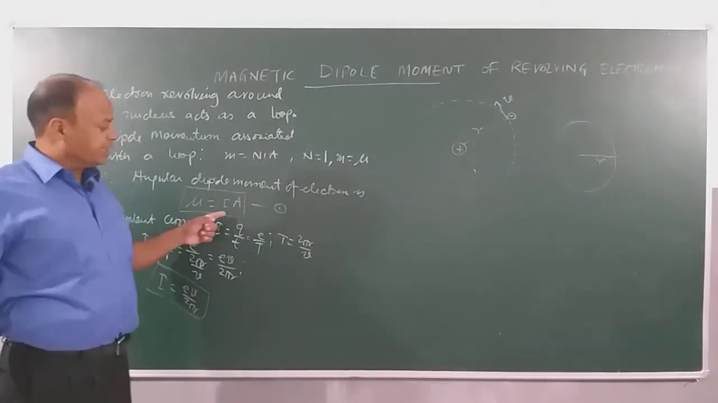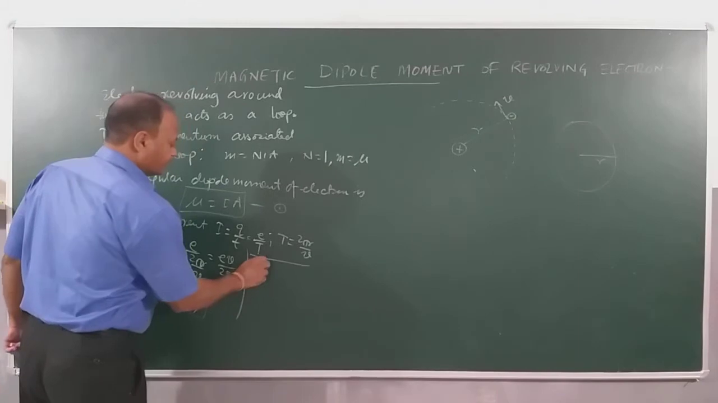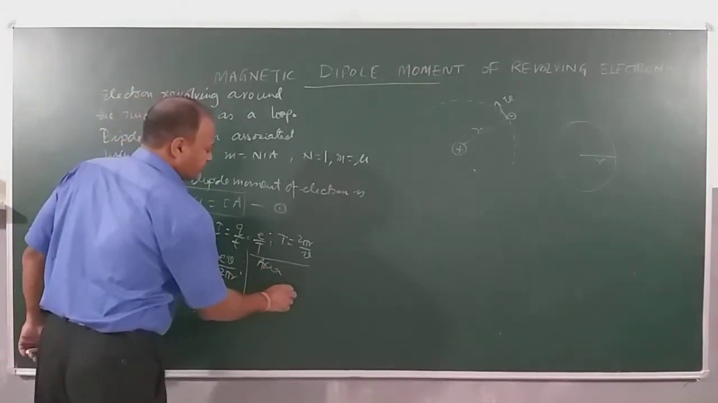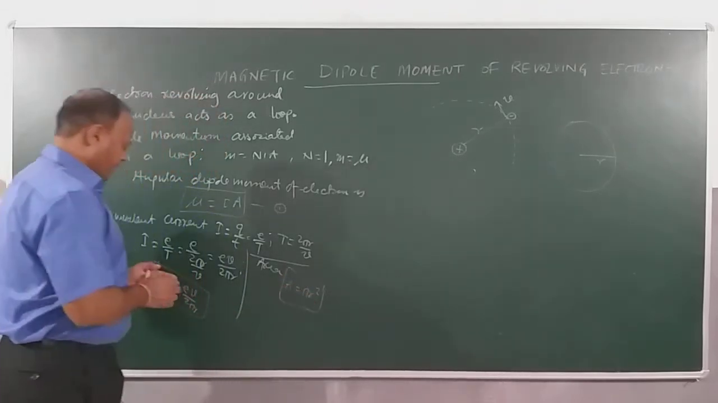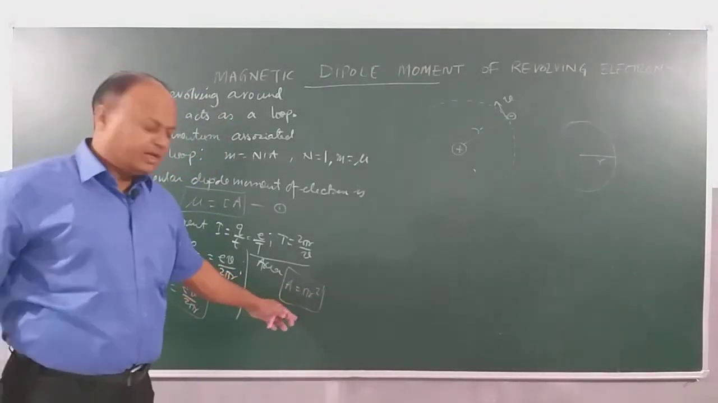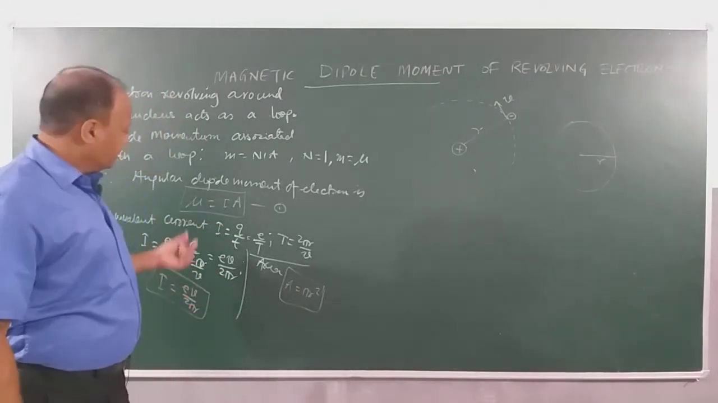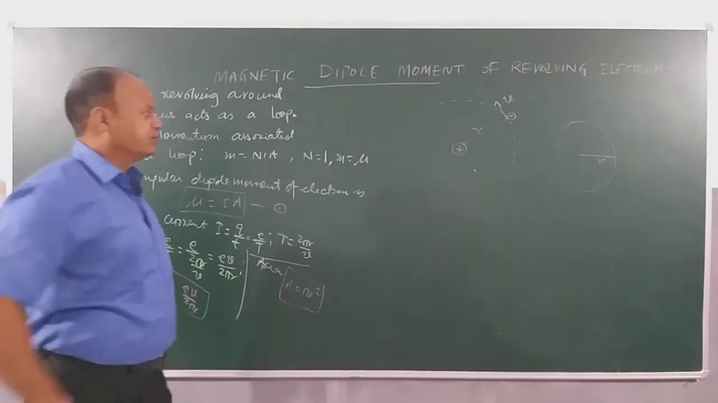Now I need the area. So the area also we can calculate here. Area A, this you can very easily find. A is equal to how much, children? Pi r square. So I got the value of I and I also got the value of A. Now I'll put the values of I and A in equation 1. Okay. And that will give me what? The angular dipole moment associated with the electron.